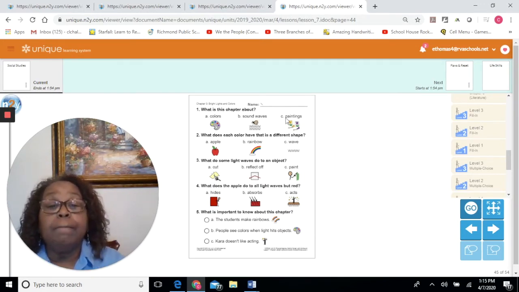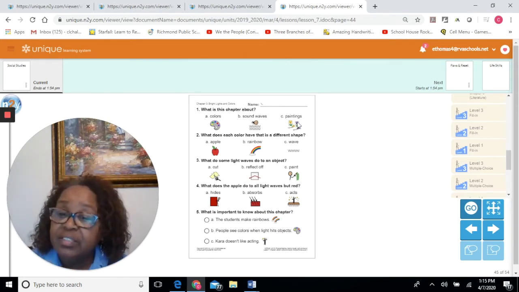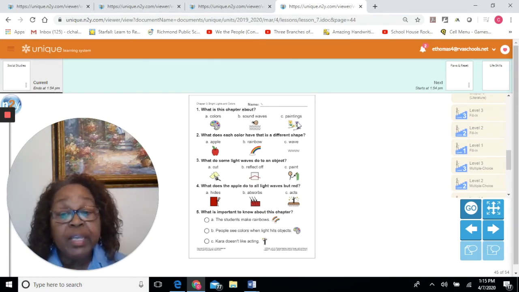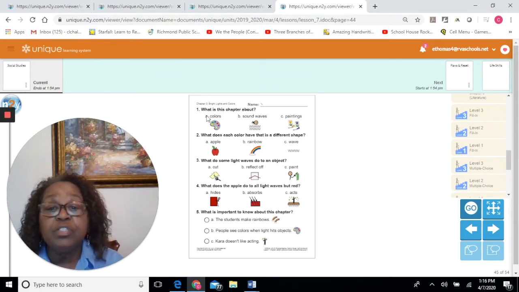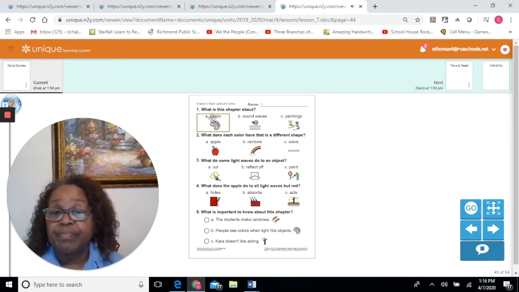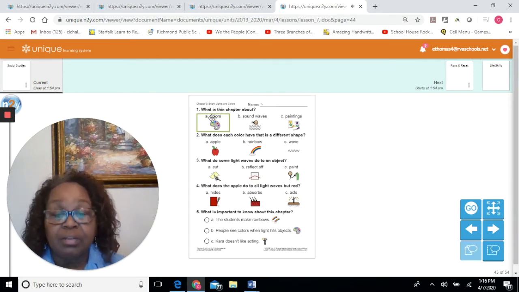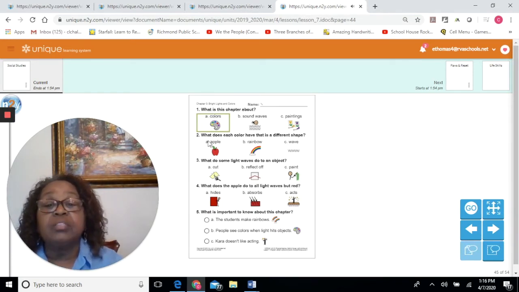How about paintings? What is this chapter about? Did we hear anything about paintings? I didn't see anything about paintings. We saw some paint, but the story wasn't about paint or paintings. So the best answer for this would be, what is this chapter about? This chapter is about colors. Excellent. We got a green box.